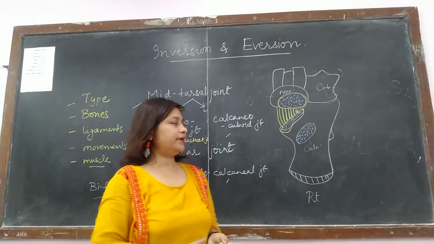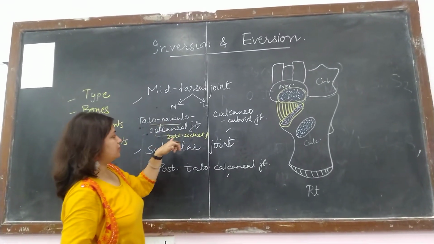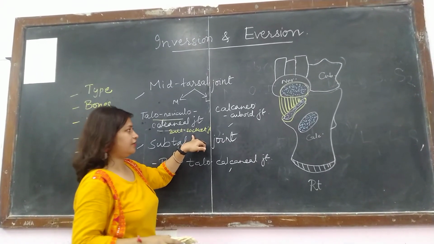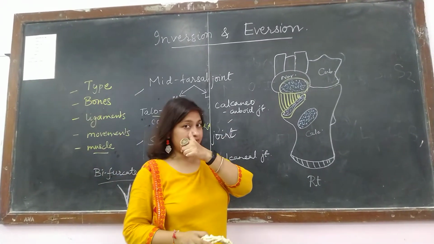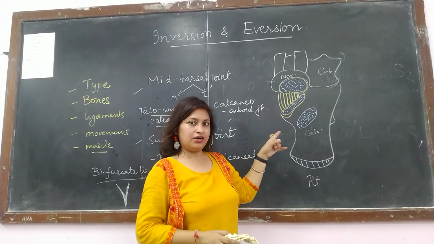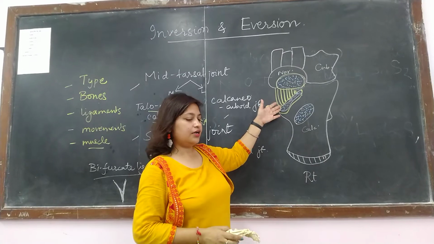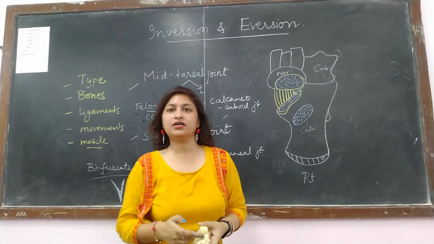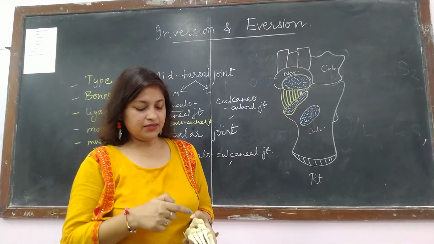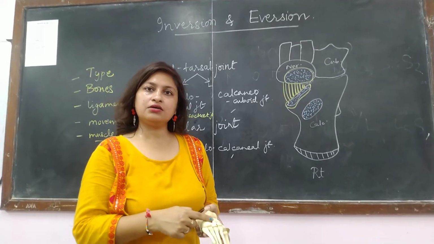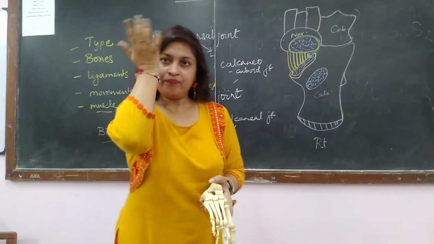So again I repeat, this talocalcaneonavicular is a restricted ball and socket type of joint, which is a variety of synovial joint, and the ligaments over here are the capsular ligament, the plantar talocalcaneonavicular ligament, dorsal talonavicular ligament, and there is a bifurcate ligament whose medial limb is attached to this articulating surface.